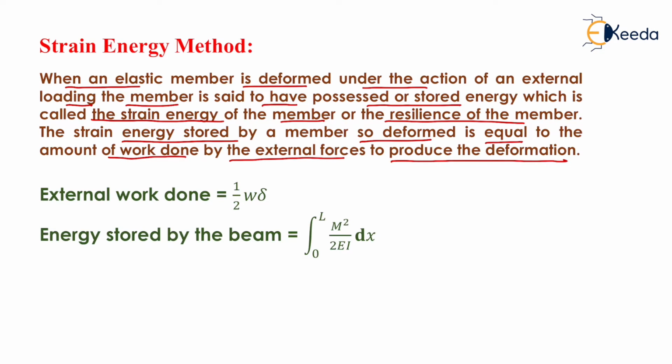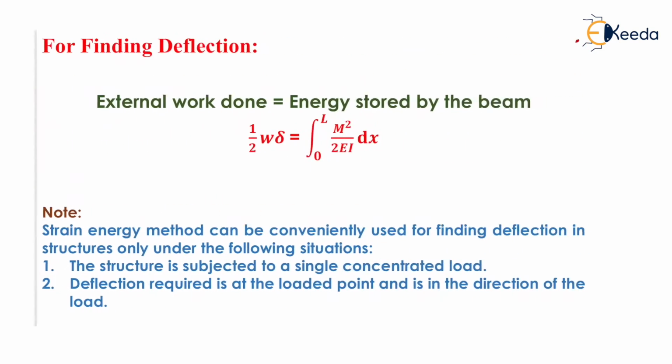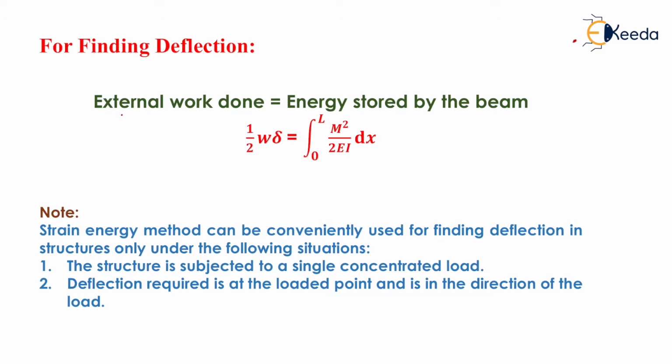Now we know that the external work done will be equal to half W into delta, and the total energy stored by the beam is integration 0 to L of M square upon 2 EI into dx. Now as per the strain energy method, the total external work done will be equal to the energy stored by the beam. So half W delta will be equal to integration 0 to L of M square upon 2 EI into dx. From here we can determine the deflection of the structure.